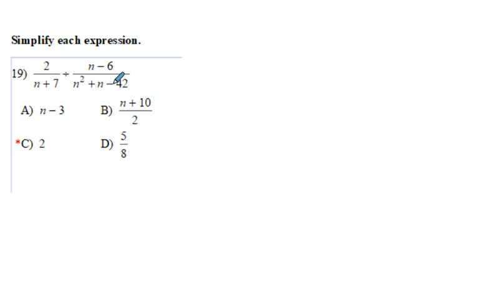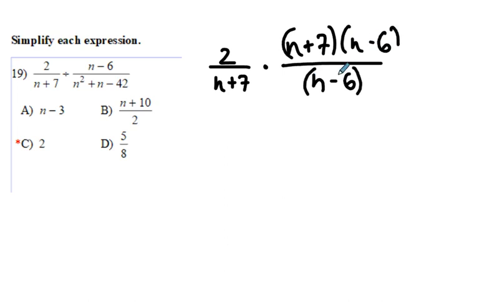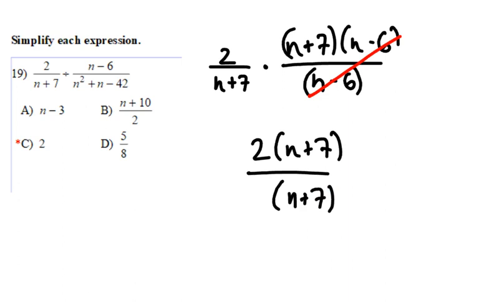19, if I want to divide fractions, I multiply by the reciprocal. So 2 over n plus 7 multiplied by the reciprocal, n squared plus n minus 42 all over n minus 6. I'm going to factor the top to see if I can simplify any fractions. That's going to end up being n plus 7 times n minus 6. I'll notice these simplify out, so I'm left with a 2 times n plus 7 when I multiply across over n plus 7. These also simplify, so I'm left with just the number 2.